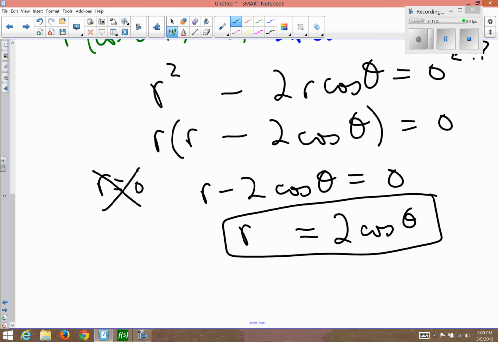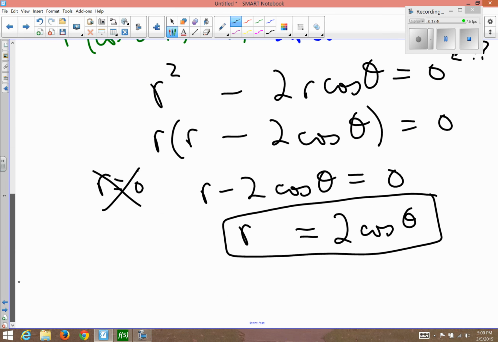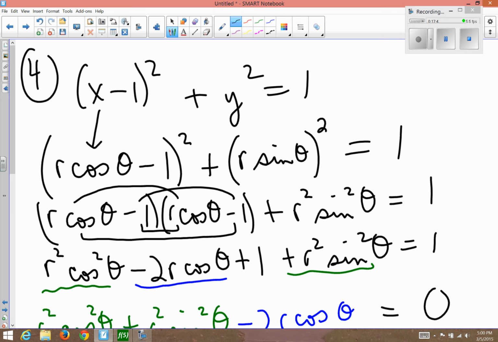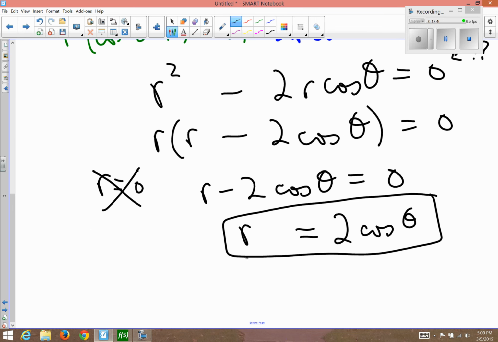That's r equals the function of theta. That's the polar form of this equation up here. This equation has x's and y's. The answer is r equals a function of theta, polar.